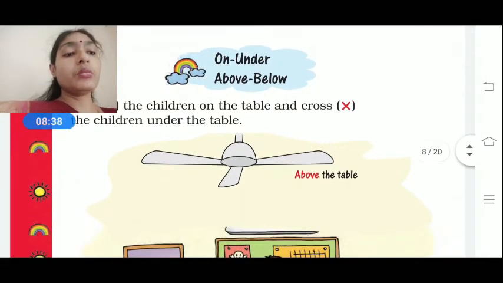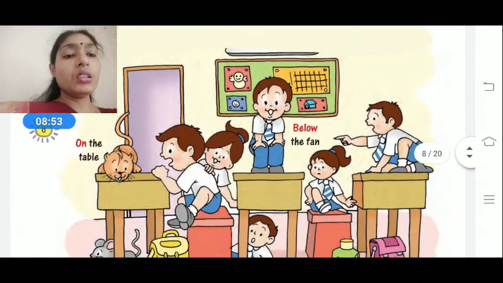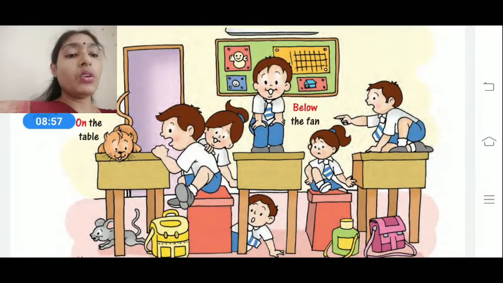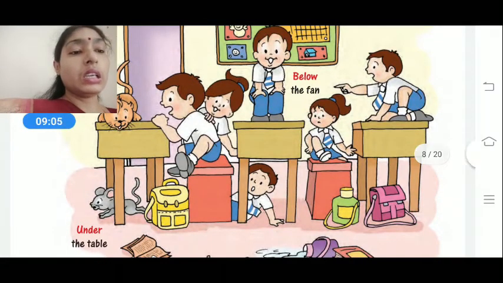Here one picture is given. You have to tick the children on the table. Which child is sitting on the table? You have to tick, and you have to cross the children who are under the table. See here, the picture is given. The children who are on the table, you have to tick. Who are under the table, you have to cross. I hope you will do this work neatly. Okay.